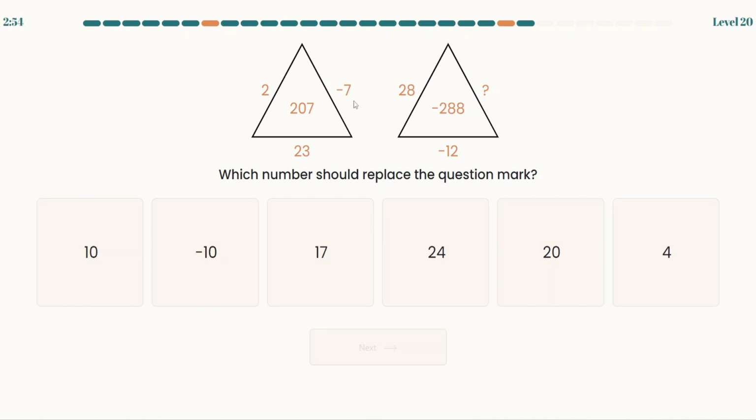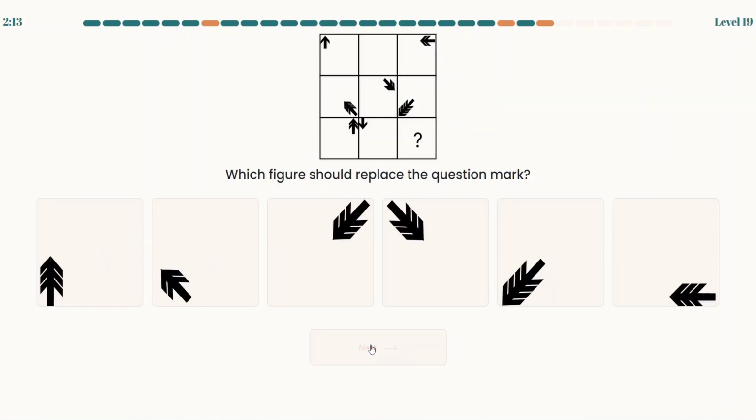Oh, I don't really know. It looks like the 7 goes there. It can't be. I feel like it has to be 4 maybe? Or 10, because 10 is twice. 280. Since this is negative, it has to be minus 10. Oh, that was wrong. I have to look back at that.